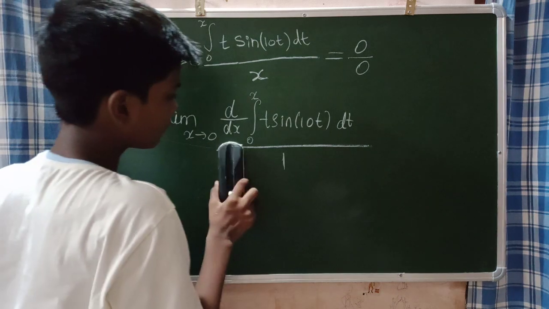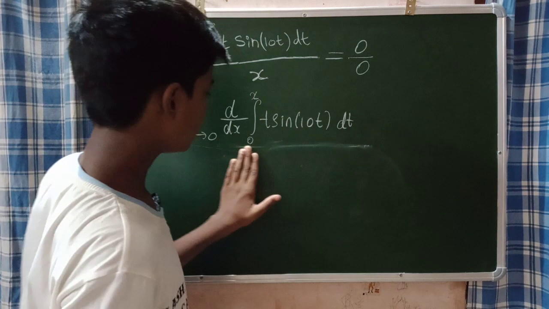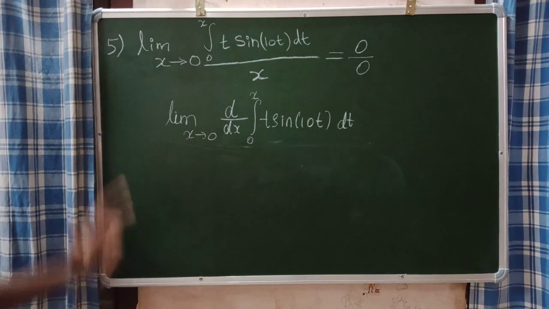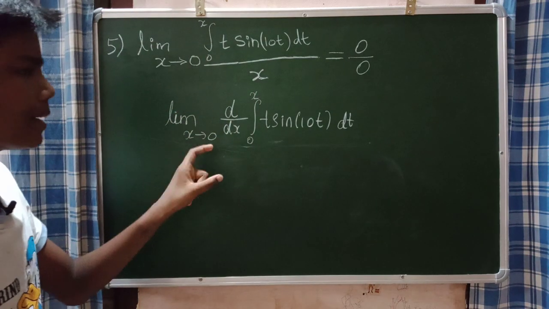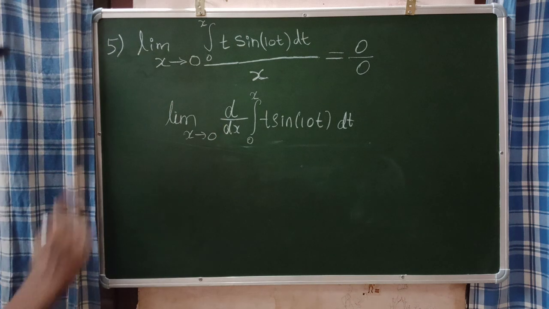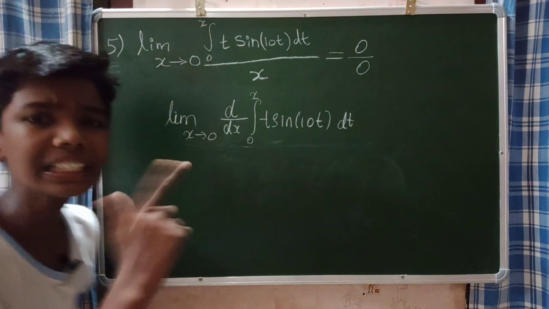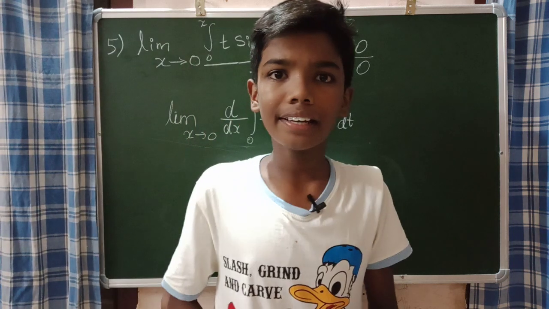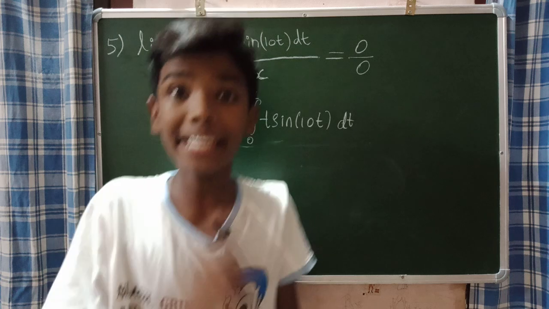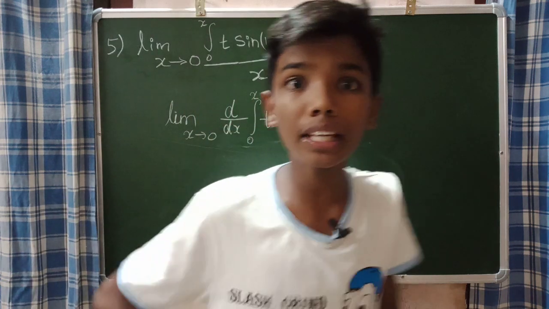Divided by 1 will be the same value anyway, so I don't need to write it as divided by 1. Okay guys, so we need to differentiate d by dx of the integration of t sin 10t dt from 0 to x. How to differentiate it? By seeing it itself, you should say that we are going to use the Newton-Leibniz formula.